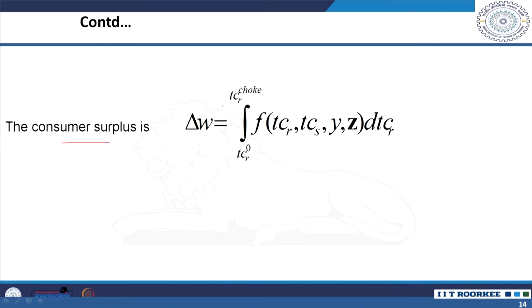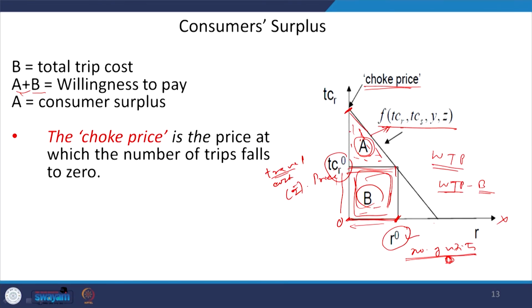By explaining this, we can also find the consumer surplus from equation 1, from this demand function. Here, we are taking into account the integration of this demand function, a definite integration from TCR0 to TCR, the choke price. So, if you integrate this demand function and define the limits from TCR0 to TCR, then this area is known as the consumer surplus.